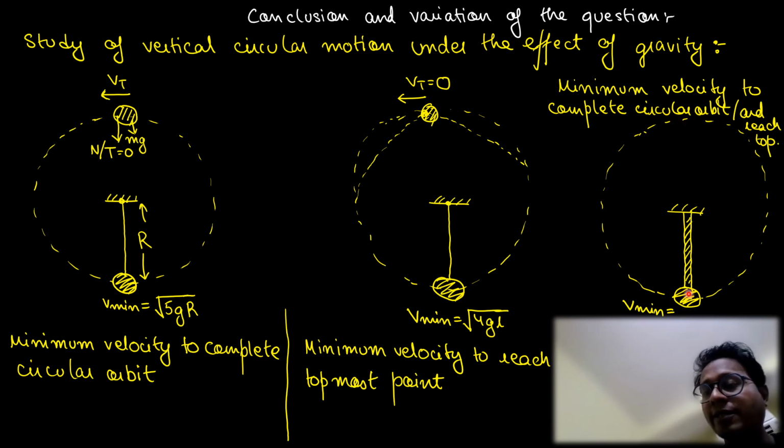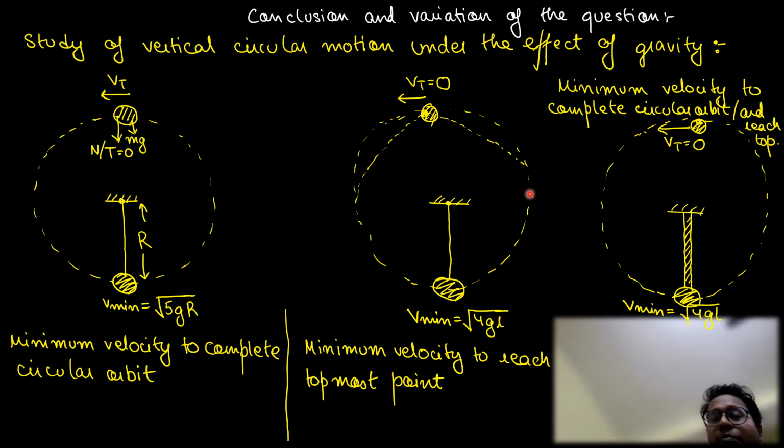All I'm saying is the condition for completing a circular orbit and the condition for reaching the topmost point are the same out here. If it reaches the topmost point, it will complete a circular orbit, where Vt is equal to 0. And when we apply the work energy theorem between this point and this point, you get the minimum velocity should be under root of 4gl.